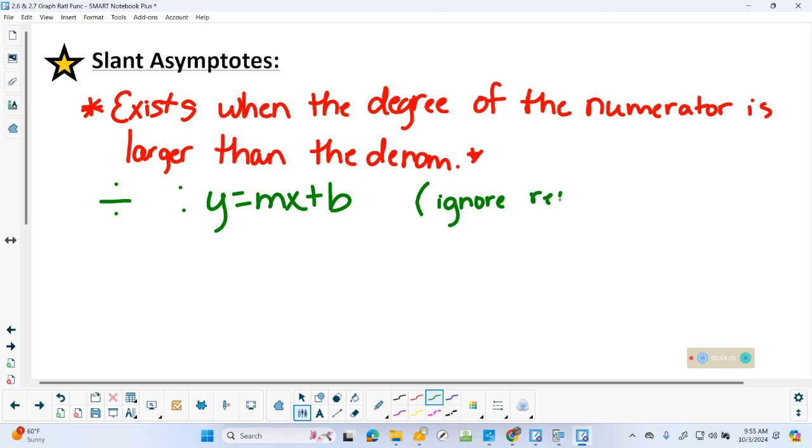I don't want some fraction I have to try to deal with. That's how we're going to get our slant asymptote. So it's still easy. It's just kind of tedious depending on what style of division we have to do.